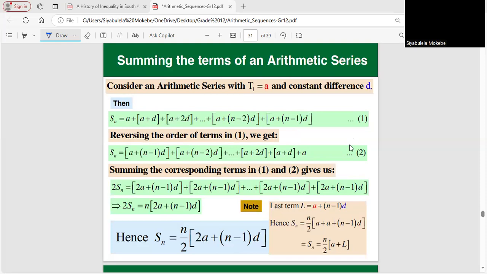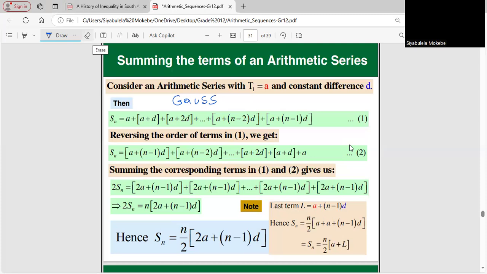By the way, all of this was generated through what Gauss, the mathematician, did in his class. The teacher wanted to deal with him because he was making noise in class, so the teacher wanted him to add numbers from 1 up to 100. The teacher actually thought he was going to take time doing that, but to the teacher's surprise, he did that very fast and very quick.